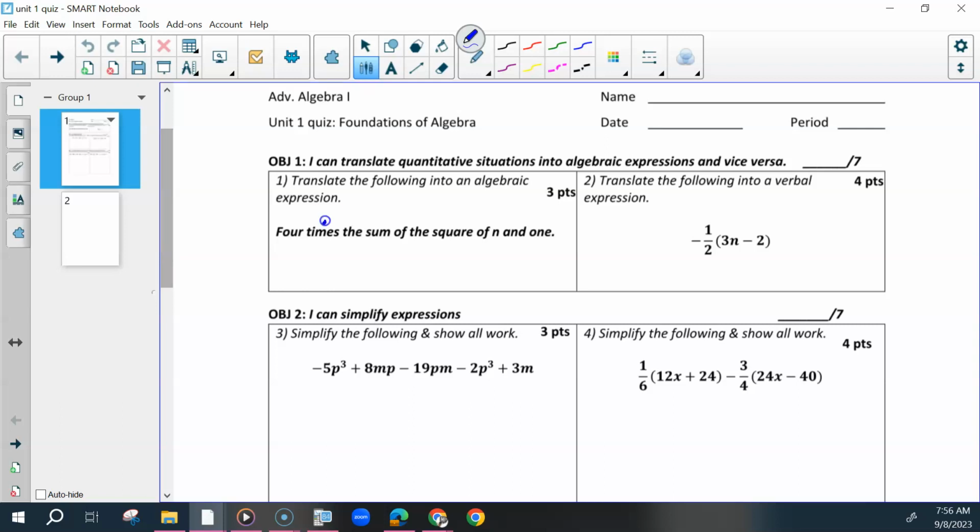4 times, so we were multiplying the sum of, so all of this should have been in parentheses. N is being squared, and then we are adding 1. So this should have looked like 4 times n squared plus 1. So if you put the square on the outside, that was incorrect, because not everything is being squared. If you put the 4 in the back, usually we won't see it like that.